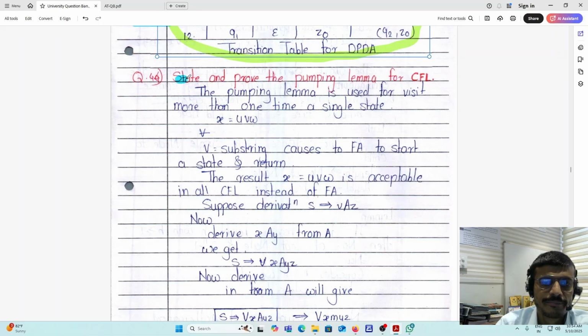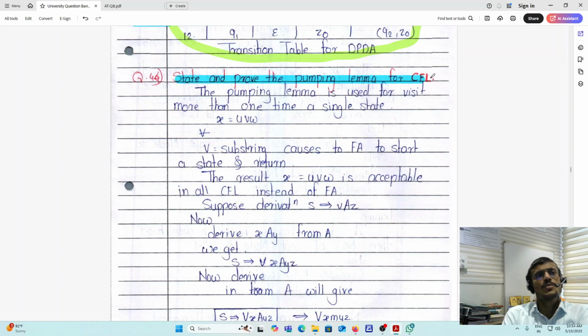So the next point is to state and prove the pumping lemma for CFL. Basically, the pumping lemma is used in context-free languages as well as in regular languages to show that the given language is not a regular language, or to show that the given language is not a CFL. If you see here, the pumping lemma is used to visit a single state more than one time. That is nothing but the operation of pumping. We are going to pump that particular state.